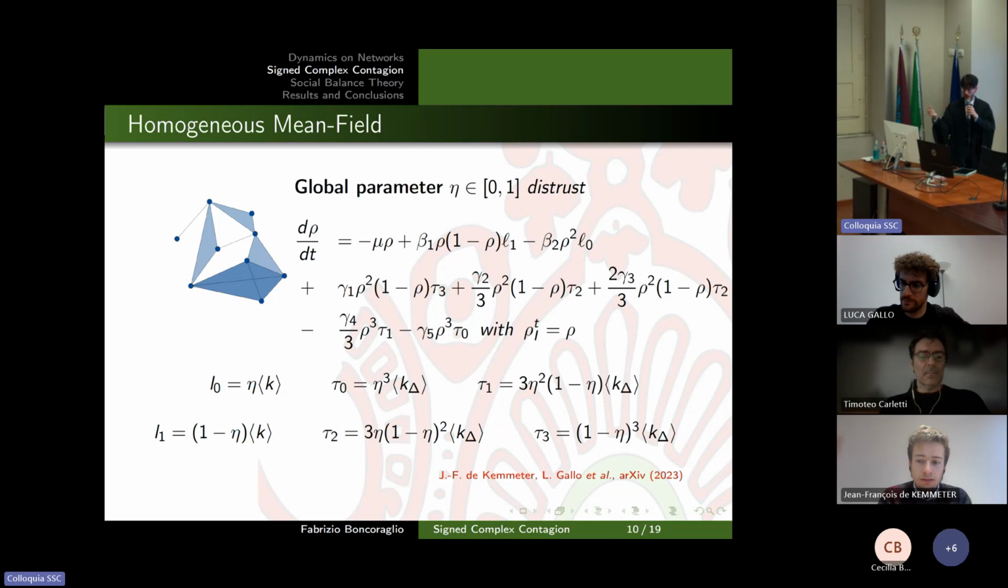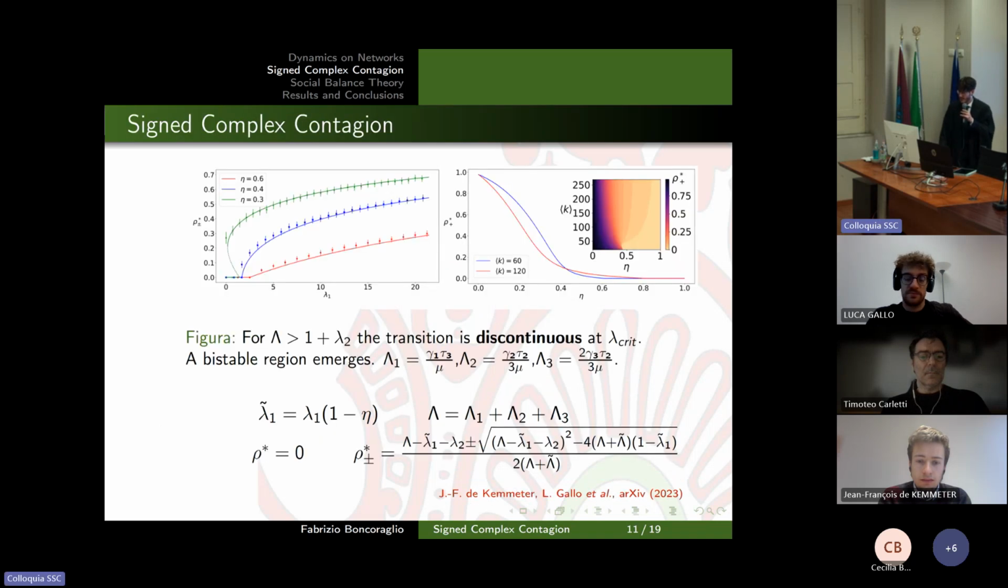Eta, the amount of distrust, our proxy for the distrust of a network, the average connectivity of the network, average K, and the average number of triangles in the network, average K delta. What we see is that if we solve the model, if we find the stationary solutions of this model, we have a new emerging phenomenon that arises, in the sense that if the infectivity over the triangles is small enough, in particular smaller than 1 plus lambda 2, where lambda 2 is the rescaled infectivity, average K times beta over mu for the pairwise recovery process.